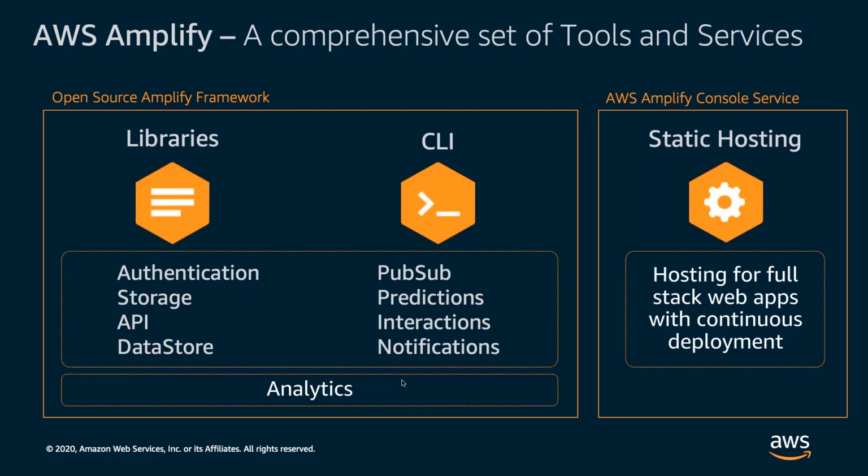Now, the console service, as I mentioned before, is for web applications. And one of the things we're going to do today is actually build an Amplify React application. We're going to deploy it to the console, and then we're going to add resources using CDK and use the Amplify client-side libraries to add some features to our app.